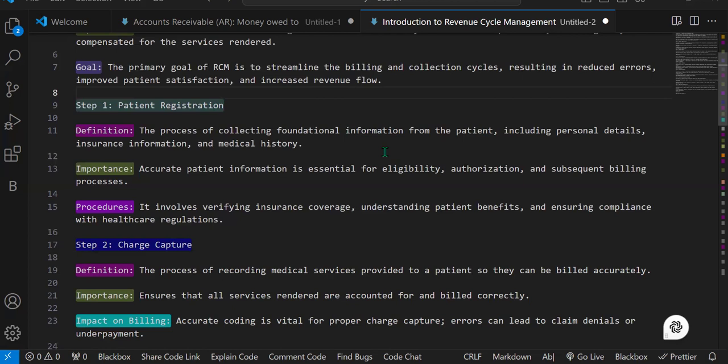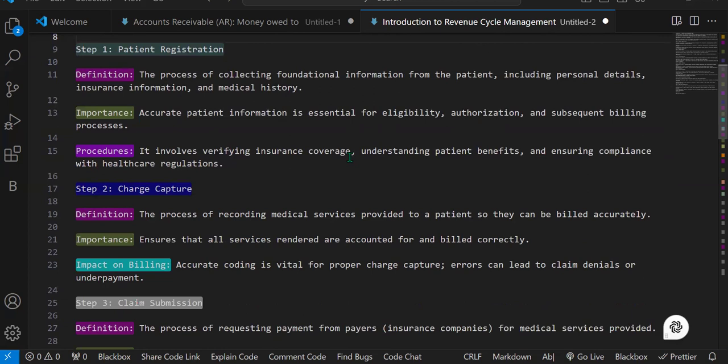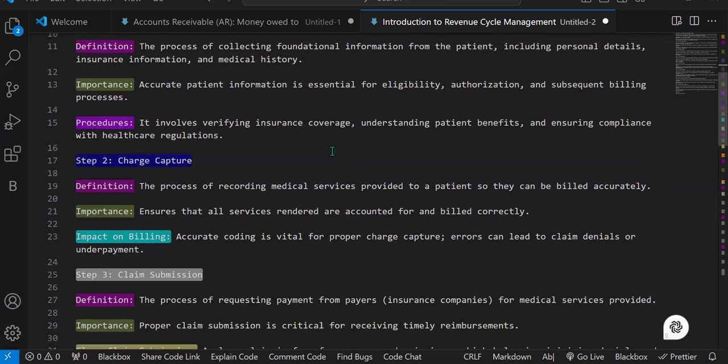Then only the doctors will provide the required services to the patient, or otherwise they will provide them but bill the patient only. The insurance company will not pay you. So charge capture is the process of recording medical services provided to a patient so they can be billed accurately.